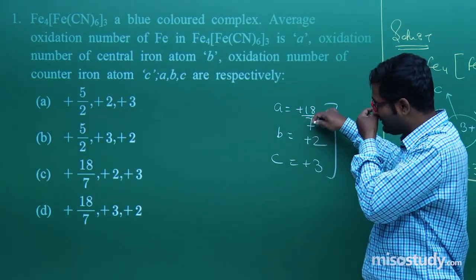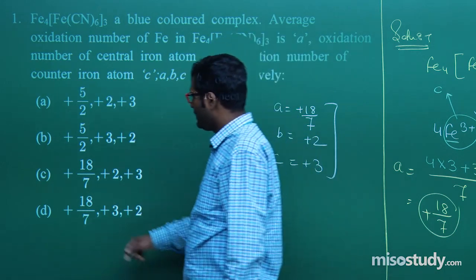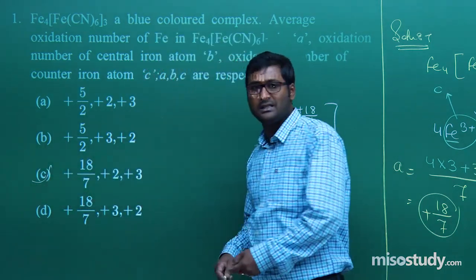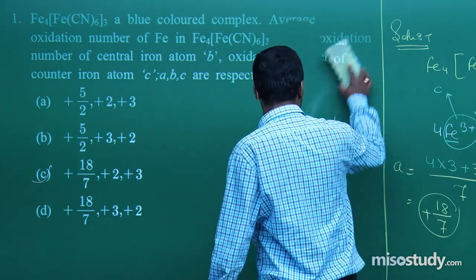Now check out which one is the correct option. A is equal to 18 by 7, B is equal to +2 and C is equal to +3. So for this question C is the correct answer. Now I'm going to rub this part and we'll discuss the next question. Wait for a moment.